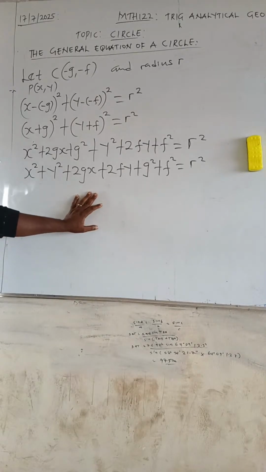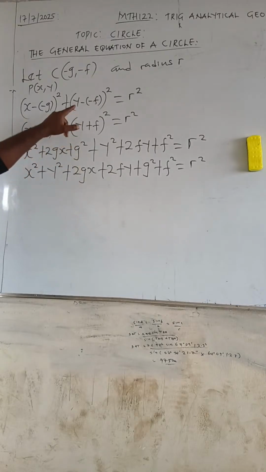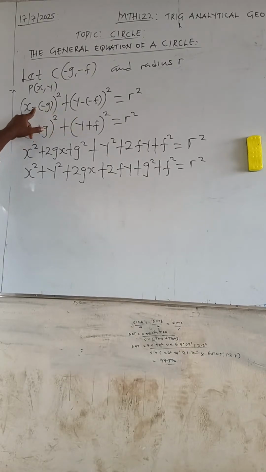Yeah, ask your question. Why is it that object P has X and Y, C has minus G and minus F? Why are we using X minus G instead of minus G minus X? Why are we using X before G instead of using minus G minus X? Must we use one first before the other?